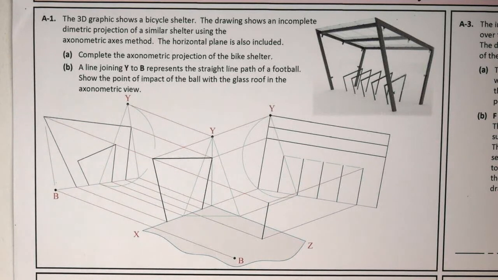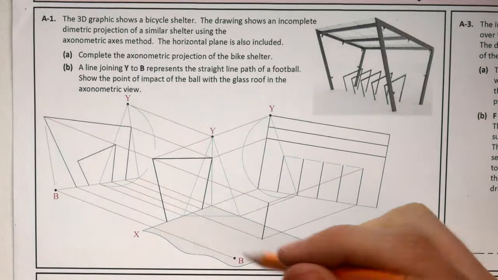Welcome to 2018 question A-1. So this is an axonometric projection question. The 3D graphic shows a bike shelter.